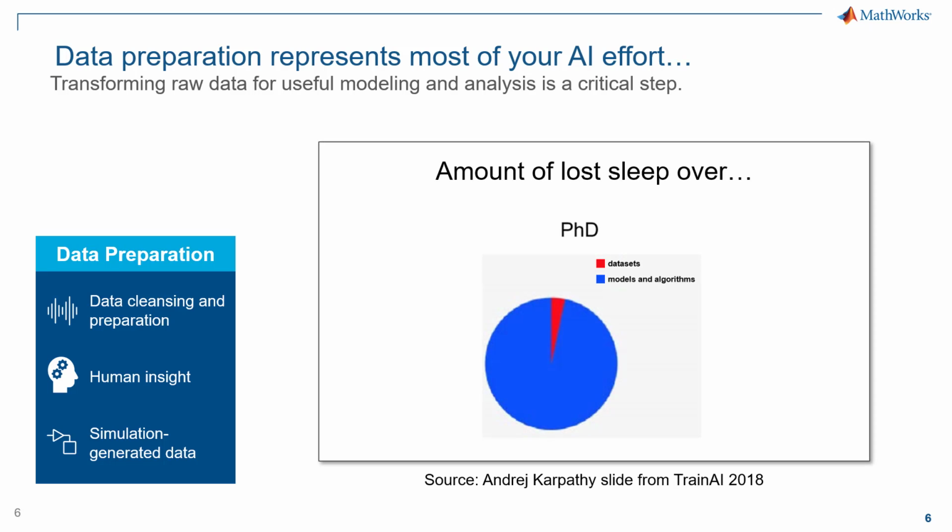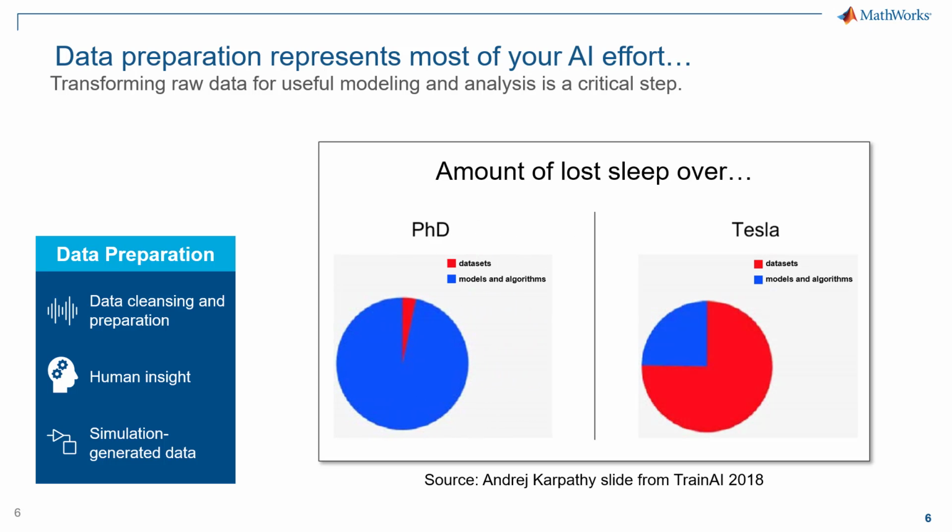A great proof point here: Andrej Karpathy talked about this in 2018. While doing his PhD work at Stanford, he did not need to spend much time on the data. He was doing research and focused almost exclusively on creating new AI algorithms. But as director of AI at Tesla, he now spends 3/4 of his time on the data, because now he is building a car, not a better performing predictor. You may find that you may end up in the same situation, spending an enormous amount of time inside the data. MATLAB and Simulink can make that time more effective and more productive.